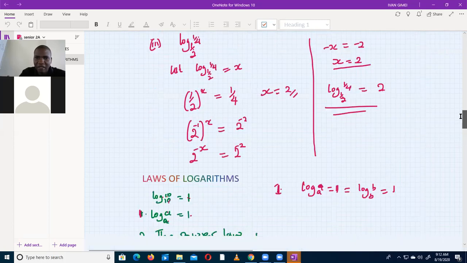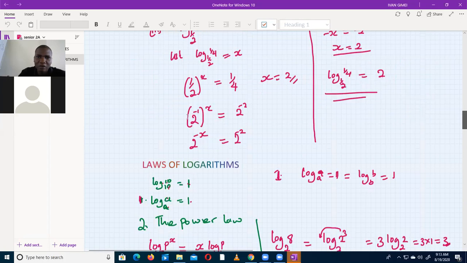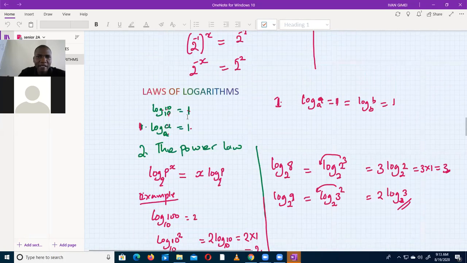Then in the summary, we looked at the laws of logarithms. Under the laws of logarithm, if the base and the number whose logarithm you're looking for are the same, then you always end up with 1. Log of 10 base 10 is 1. Here we're simply saying 10 is the same as 10 to the power 1. So it is not something very hard. That's the first law.